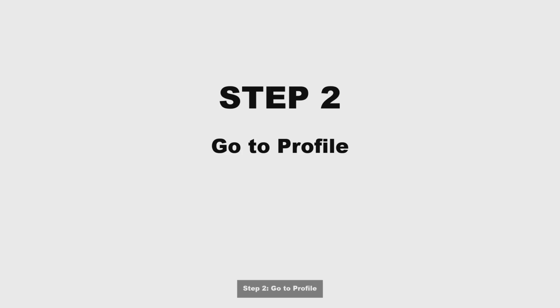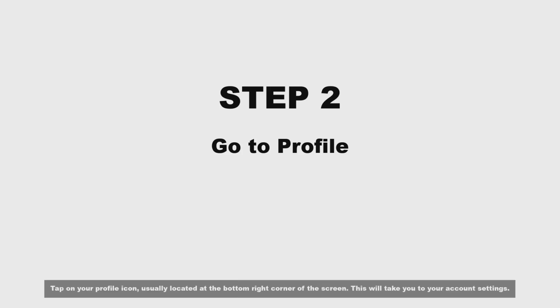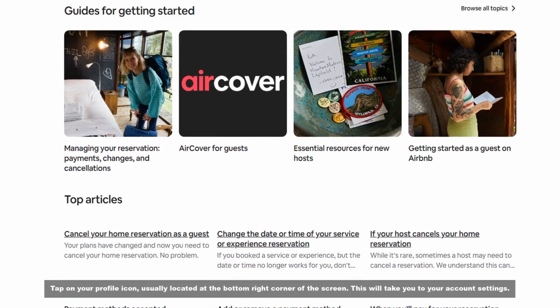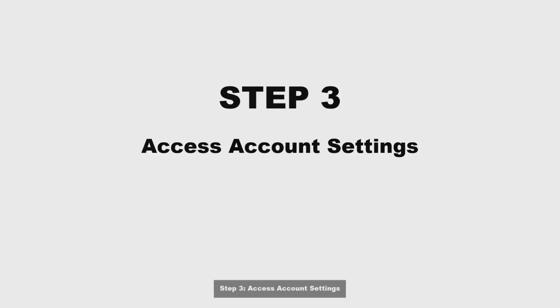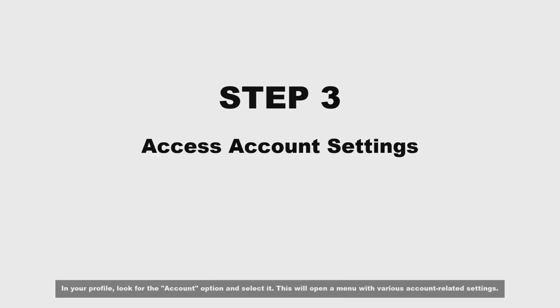Step 2. Go to Profile. Tap on your profile icon, usually located at the bottom right corner of the screen. This will take you to your account settings. Step 3. Access account settings. In your profile, look for the account option and select it. This will open a menu with various account-related settings.